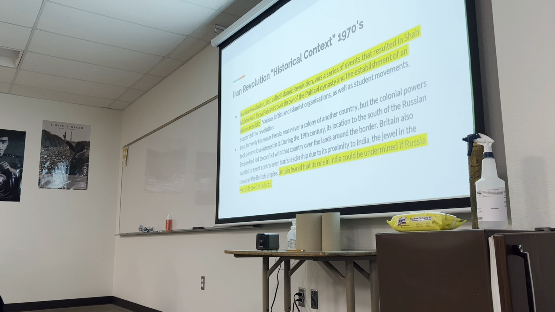Various leftist and Islamic organizations, as well as student movements, supported the revolution. Big fact is that Britain also wanted to exert control over Iran's leadership due to its proximity to India, the jewel in the crown of the British Empire. Britain feared that its rule in India could be undermined if Russia was able to control Iran. Go ahead and write down what's in yellow. Give you guys a few minutes on this slide.